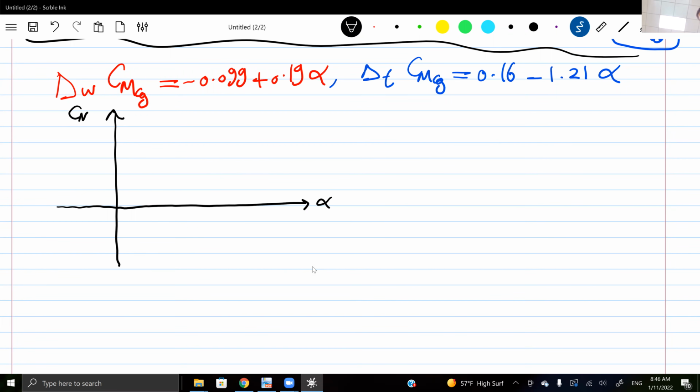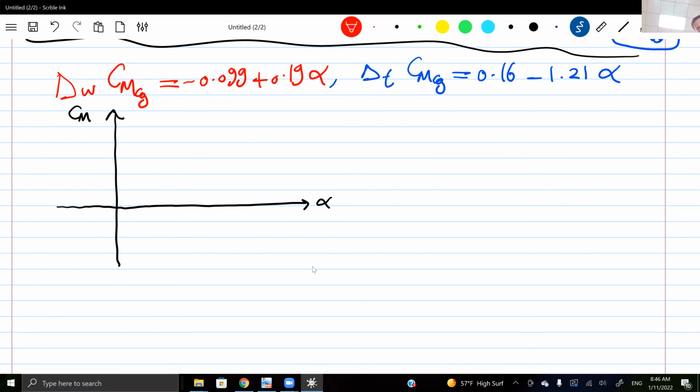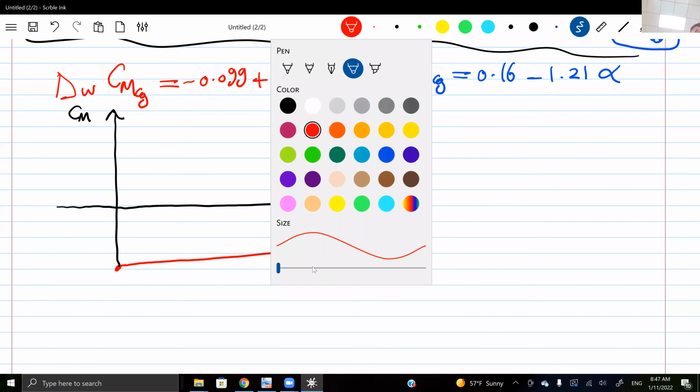Alpha, this is CM. Let's sketch the wing contribution. Its CM naught is negative, so I go down this distance and I have a positive slope. It's weak though, so it's something like this. This is the wing contribution. This is the line. On its own, it's not good for balance. It's unstable. You can't fly it alone. This particular wing, I mean, you can design and fly an only-wing that's stable, but this needs an art.